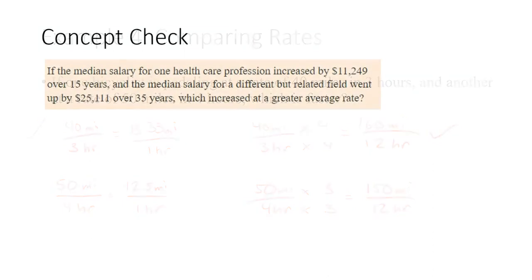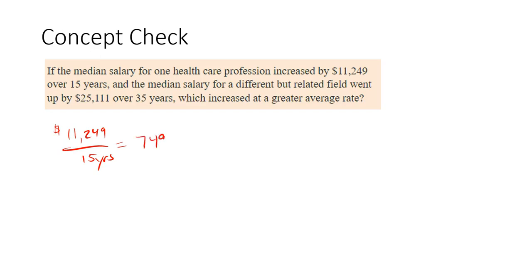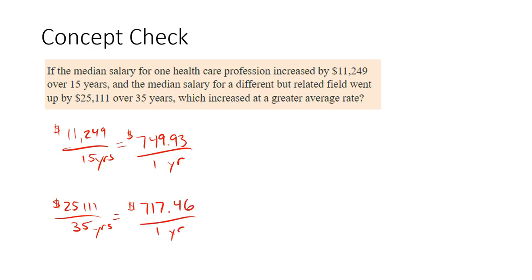So again, if the median salary for one healthcare profession increased by $11,249 over 15 years, and a related field went up by $25,111 over 35 years, which increased at a greater average rate? Well, we just want to compare the two rates. $11,249 over 15 years, if we convert that to a unit rate, that's $749.93 every 1 year. We can do the same thing with the second example, divided by 35 years. 25,111 divided by 35 is 717.46 every 1 year. So which had the greatest average rate? Well, the first one did.